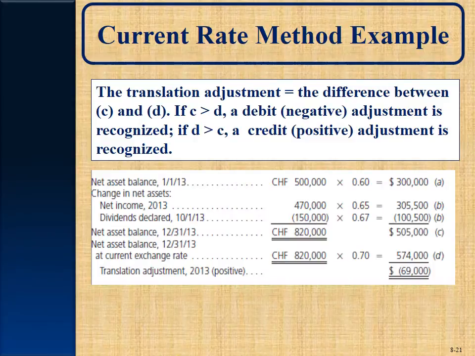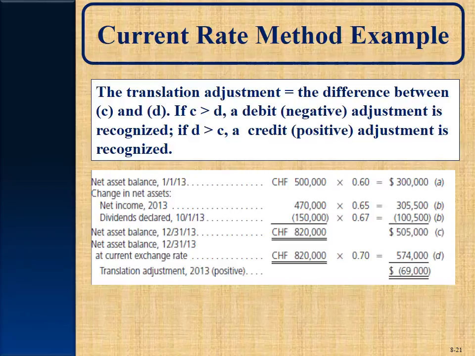If you wanted to do this on an aside, like we did in the book here, your net asset balance in francs is 500,000 francs at the beginning of the year, converted to $300,000. Your change in net assets would be your net income minus your dividends. So your net asset balance at the end of the year is $505,000 according to that computation, adding net income and subtracting dividends declared.